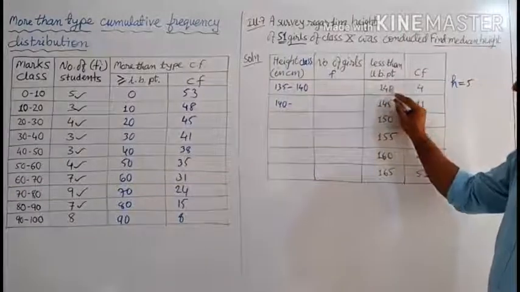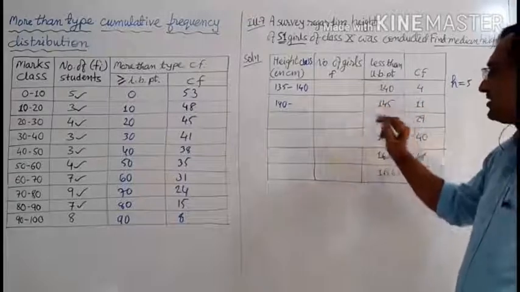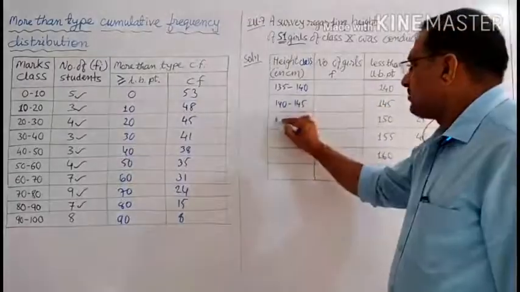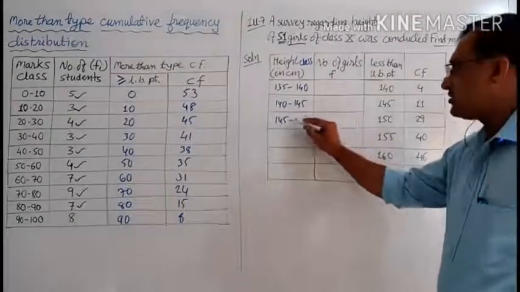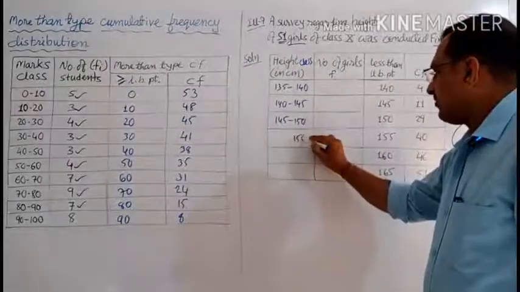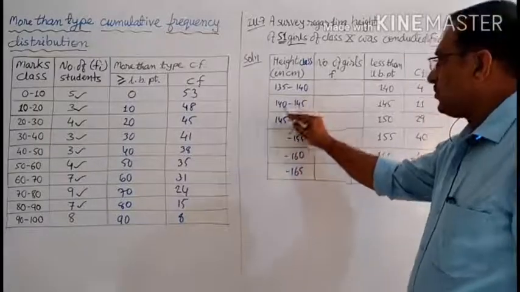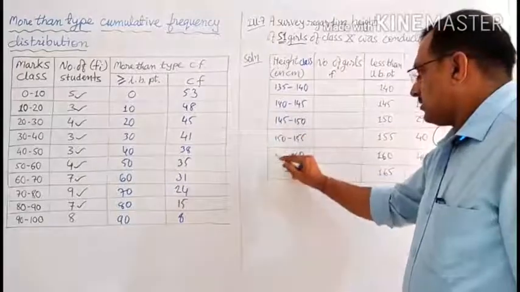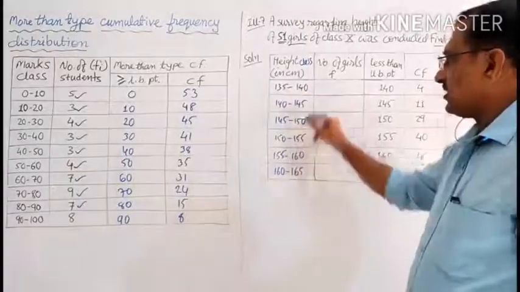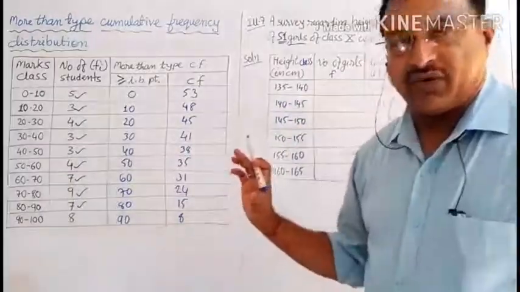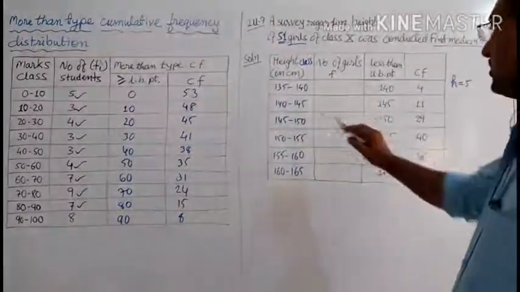The upper boundary point of this class will become the lower boundary point of the next class. Then here 145. The upper boundary point of this class will become the lower boundary point of the next. So here 150, 155, 160 and 165 are the upper boundary points of these classes. And 140, 145, 150, 155, 160 are the lower boundary points. You can see now the class width is 5, the difference between two consecutive upper boundary points or lower boundary points. So these are the classes.